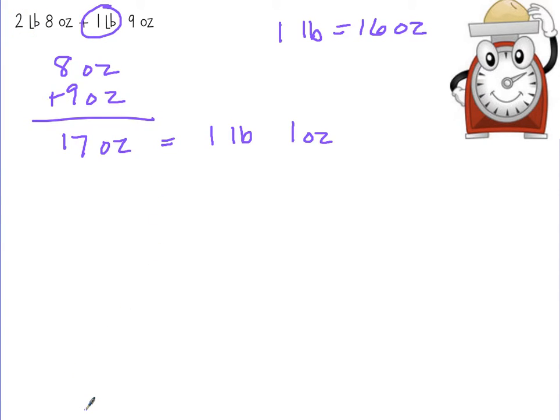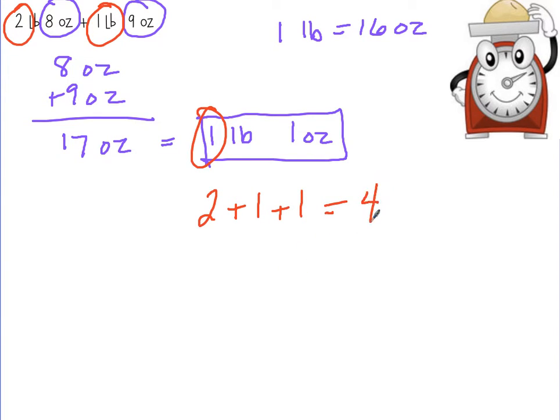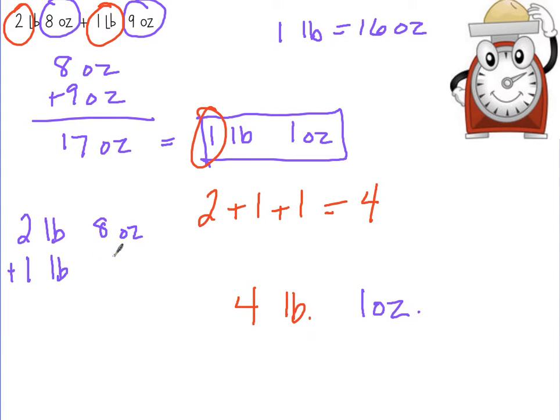So first what I did, and actually let's put this in color coding. So first what I did was I added the ounces, and this is what I got. And then now I'm going to add all the pounds. But now here's another pound. So I have 2 pounds plus 1 pound plus another 1 pound, which gives me 4 pounds. So together my answer is 4 pounds, 1 ounce. Or I can do 2 pounds, 8 ounces, and I can add 1 pound, 9 ounces.